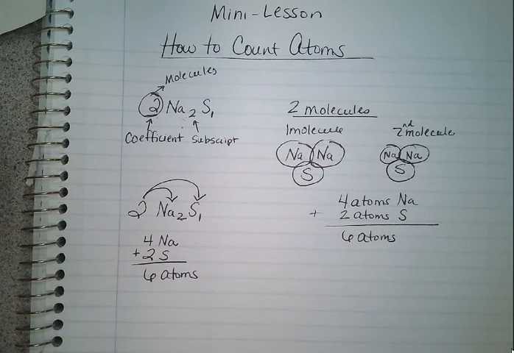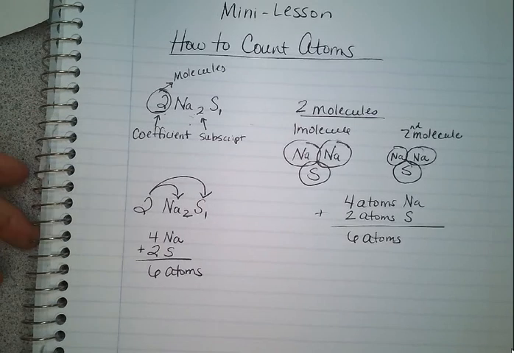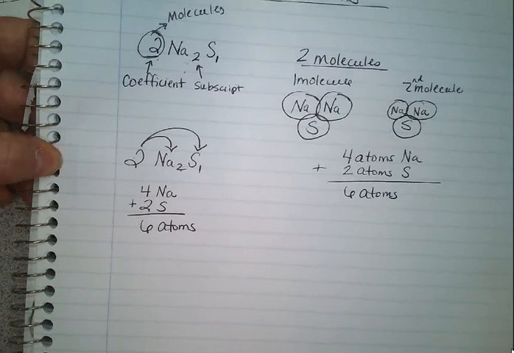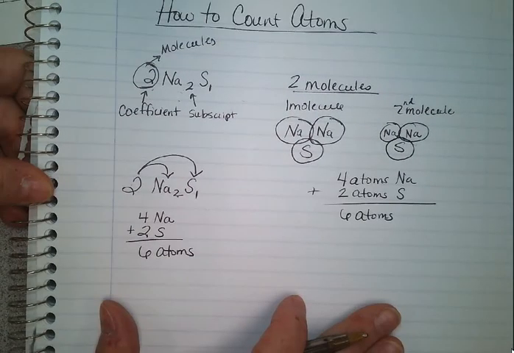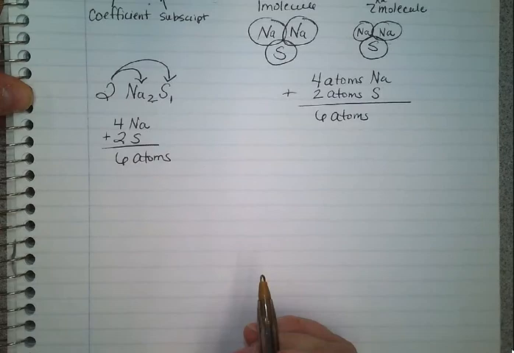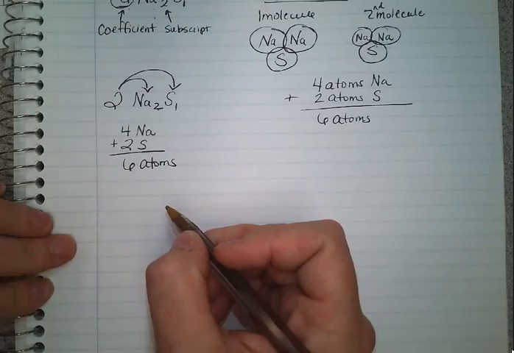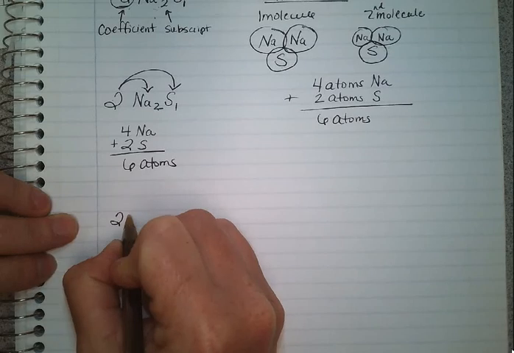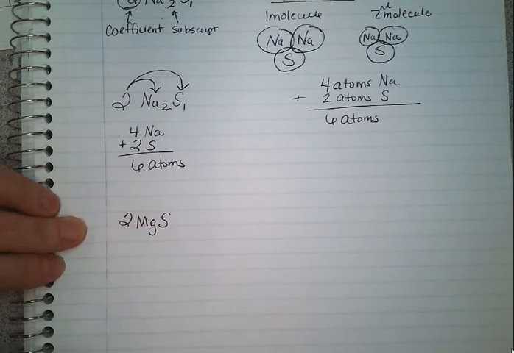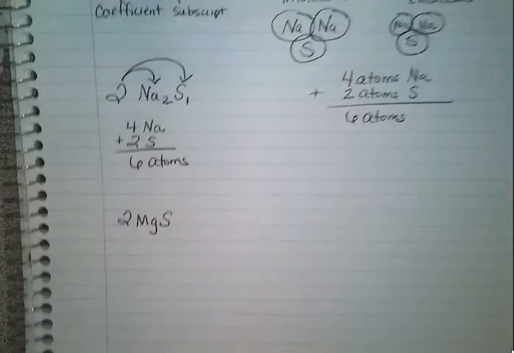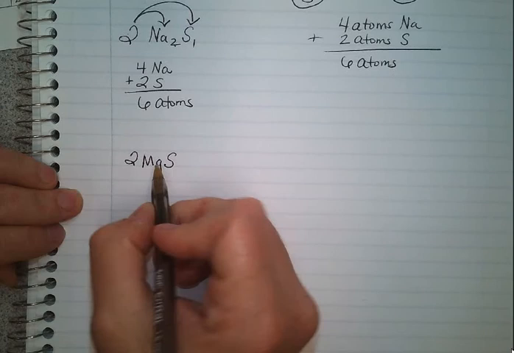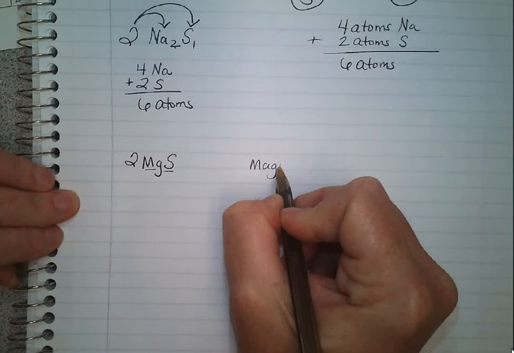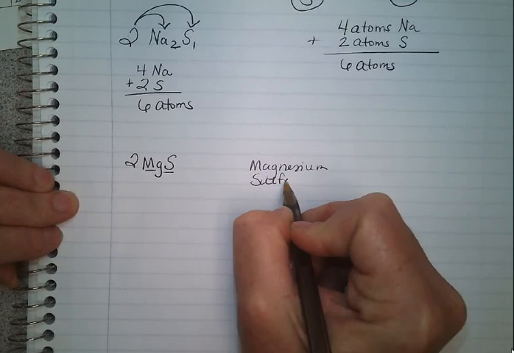Now, if I have something in parentheses, you can see the other videos go into a little bit more detail than I'm going into, but let's try another one real quick, without parentheses, before we move on. Let's say I've got 2 MgS. That's what I'm looking at. So we've got magnesium and sulfur there, and I want to know how many atoms of what I have here. So my 2 elements are magnesium and sulfur. I want to know how many atoms of each one.